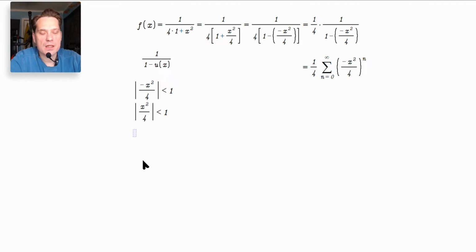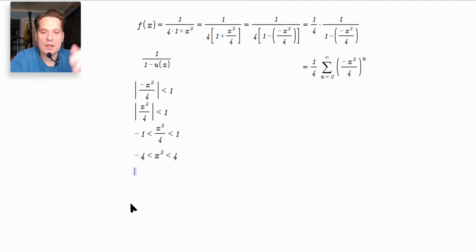Anyways, that's going to give you then negative 1 is less than x squared over 4, less than positive 1. Then you multiply across by 4. So you're going to have negative 4 is less than x squared, less than 4. Now you have to ask yourself about the numbers that make this true.